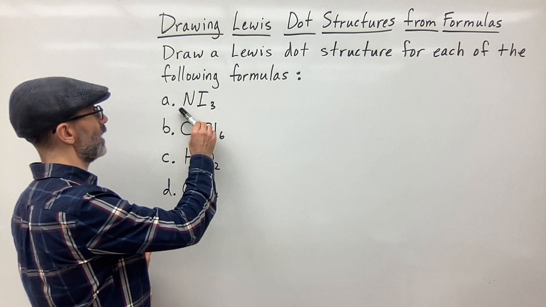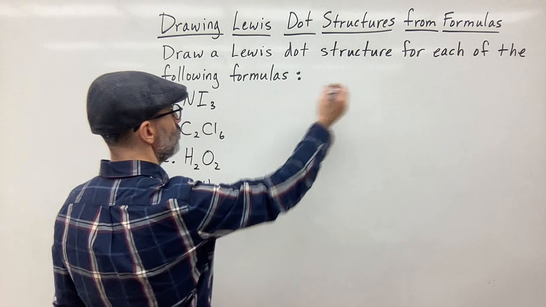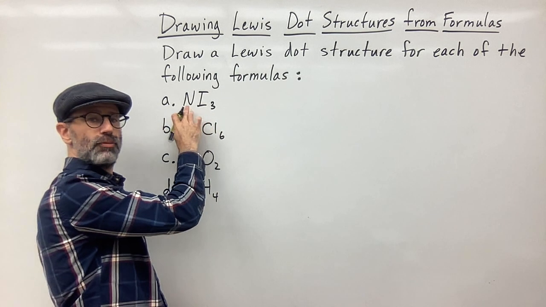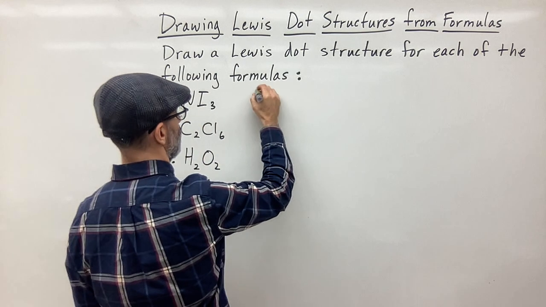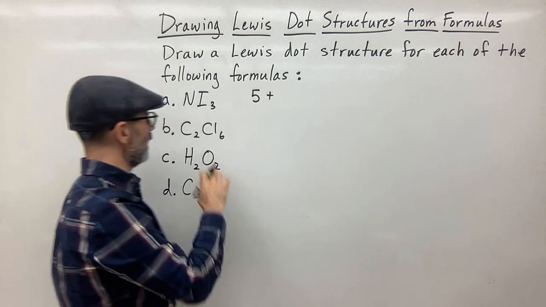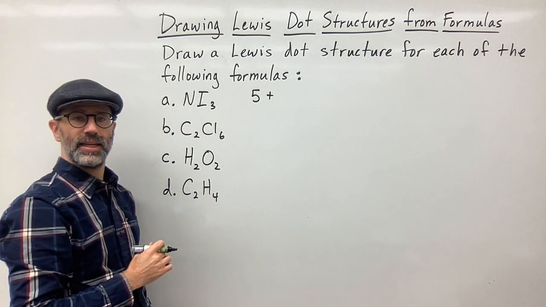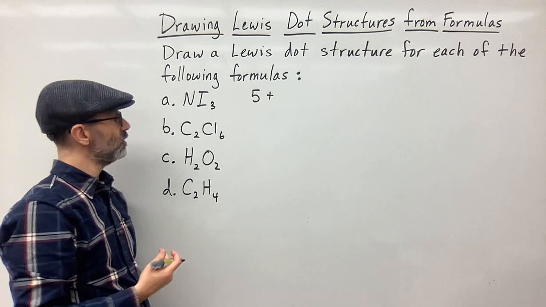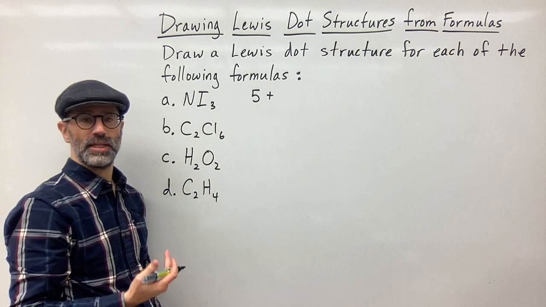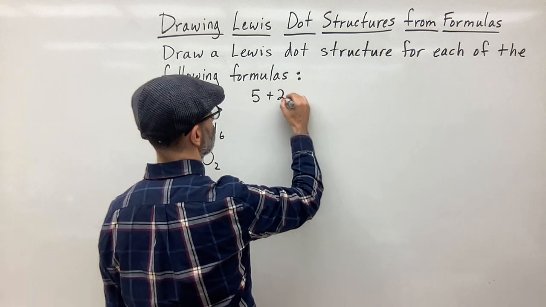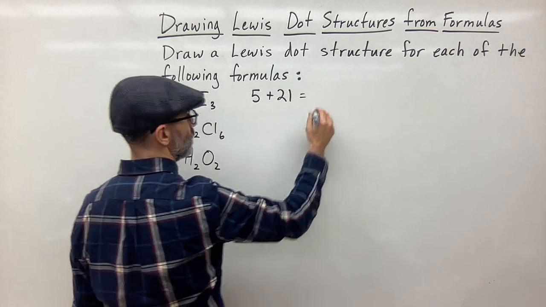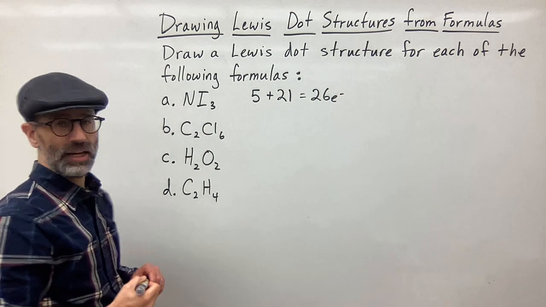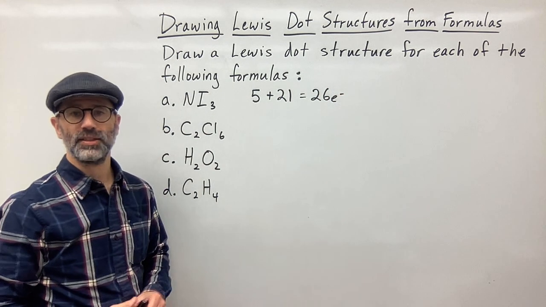So here we have nitrogen. Nitrogen is in group 5, so that has 5 valence electrons. And iodine is the other element, and that has 7 valence electrons because it's in group 7A. I have 3 of them, so that's 3 times 7, which is 21. And 21 plus 5 gives me 26 electrons. So that's step 1. I've got my total number of valence electrons.